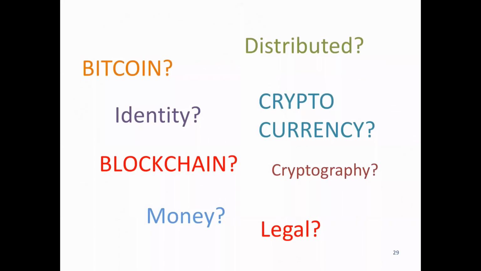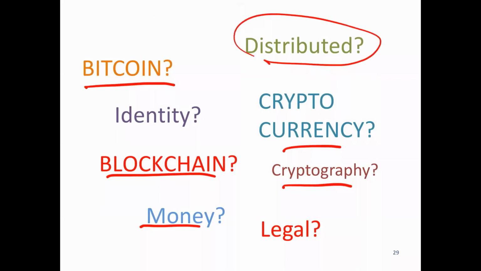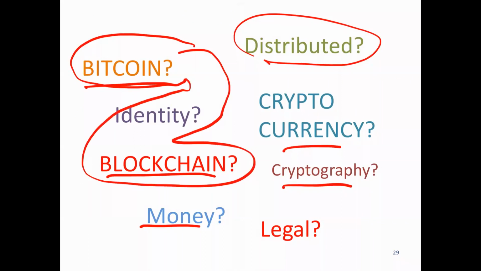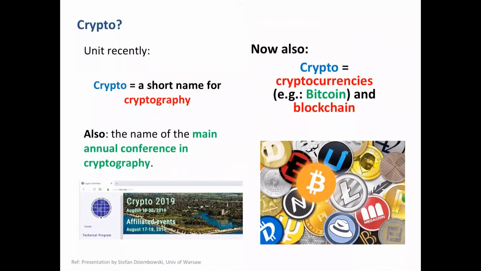So a lot of words here: Bitcoin, blockchain, money, legal, cryptography. Essentially they point to the same thing, that we want to achieve cryptocurrency. Bitcoin is just one type of cryptocurrency. There are many cryptocurrencies today. And basically we want to achieve this using blockchain as a data structure. This point we already studied.